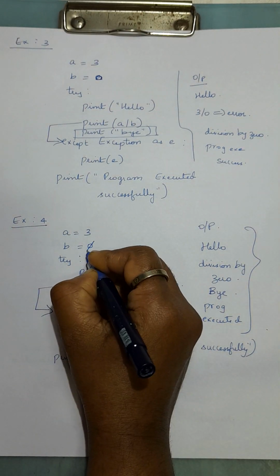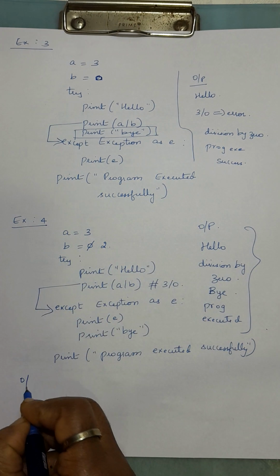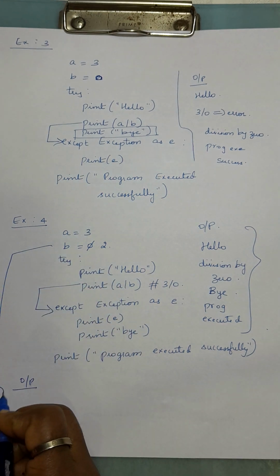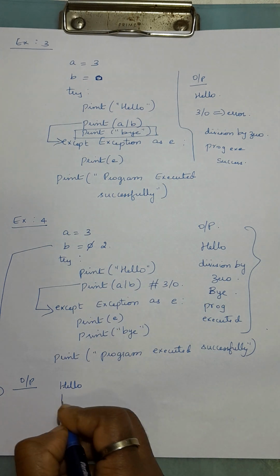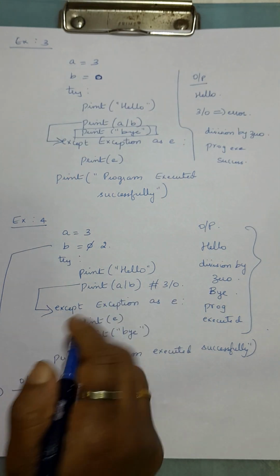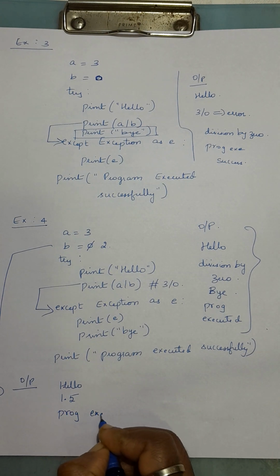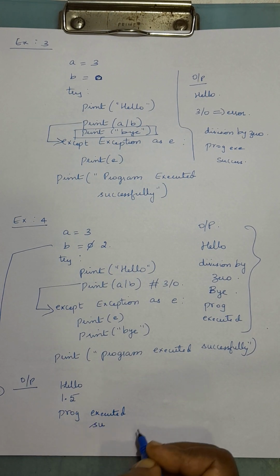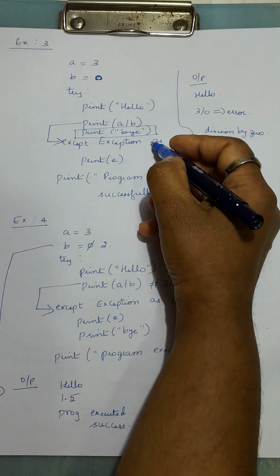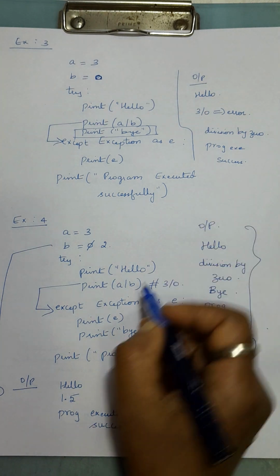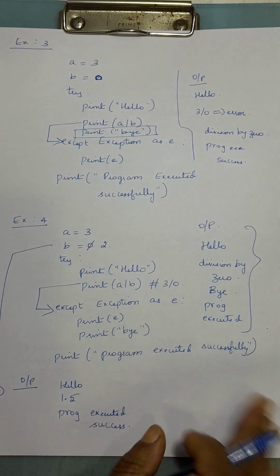What if instead of 0, it is 2? Which means 3 divided by 2, it will come here. If B is equal to 2, the output will be hello, right? And it will print 1.5. It will not go into the exception block. Finally, I'll get program executed successfully, right? I'll get this output. But in either the previous case or this case, I'm not getting the message bye after the execution of any code. So what should I do?